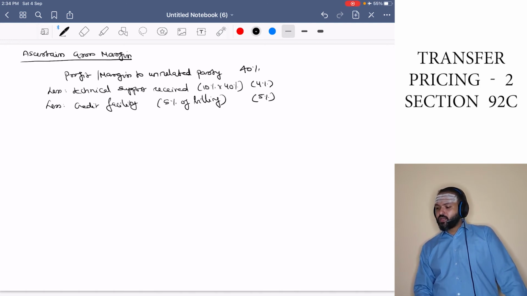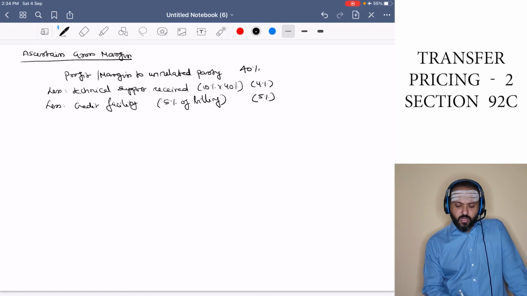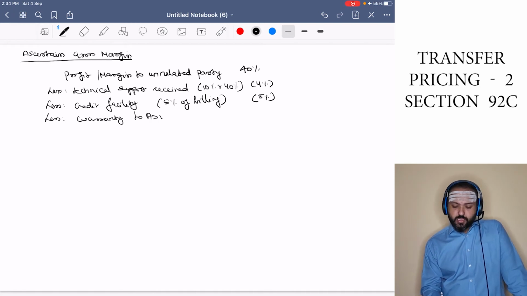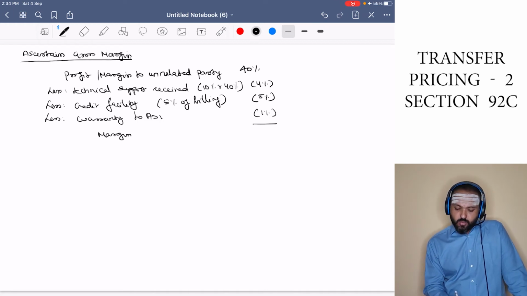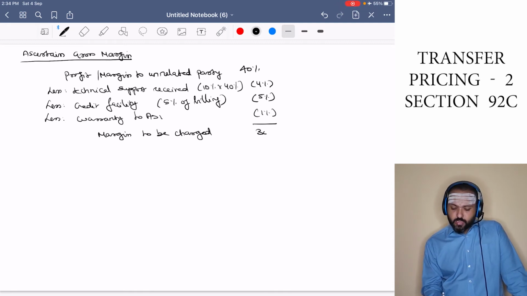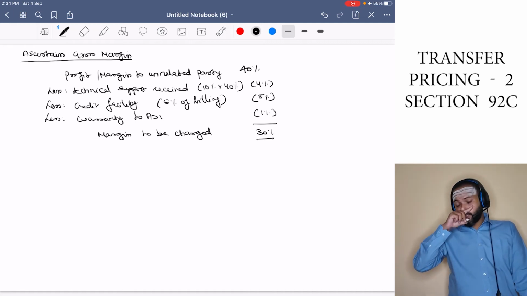Warranty is provided at 1% of billing value for AJI. Therefore, warranty given to AJI. How much is that? 1%. Therefore, margin to be charged is how much? 30%. So what are we telling?